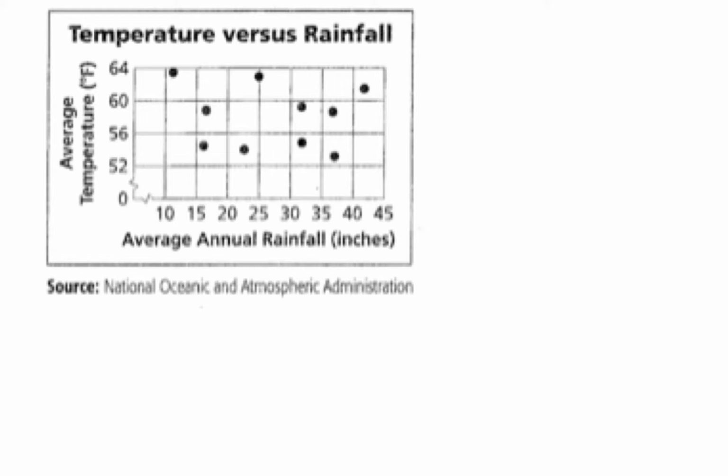Okay, let's look at temperature versus rainfall. This is the average annual rainfall measured in inches and the average temperature measured in degrees Fahrenheit. On this one, it appears to be kind of all over the place. I don't see any positive or negative slope to this. So I would say this has no association, no correlation. As the average rainfall changes, the average temperature doesn't tend to go up or down. It's just random.